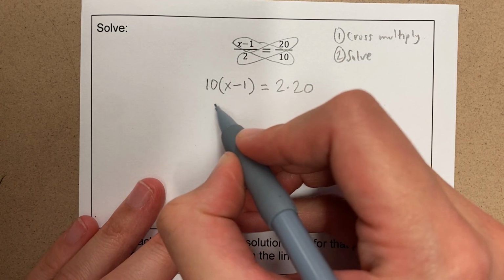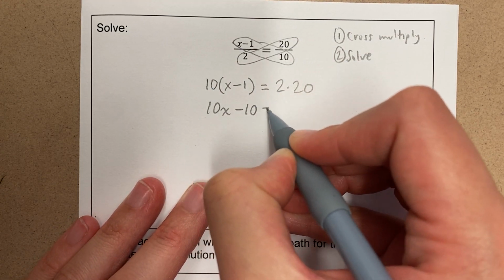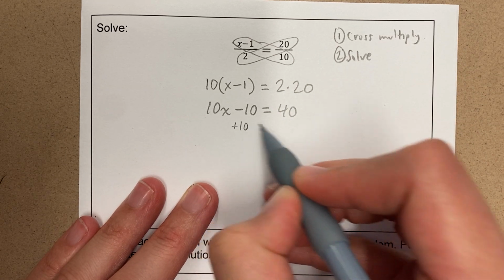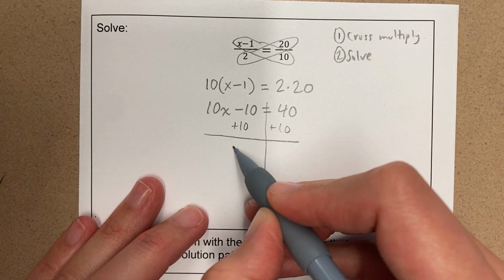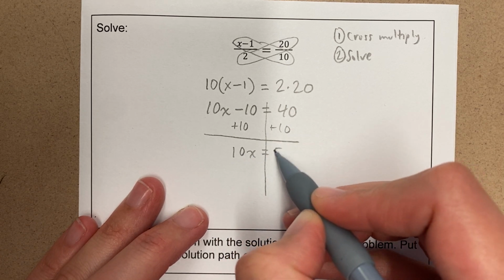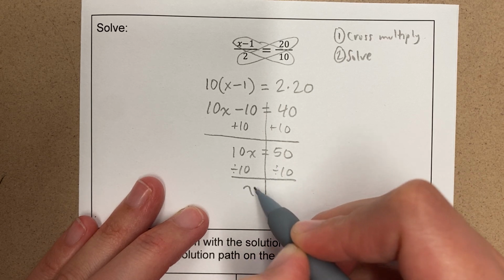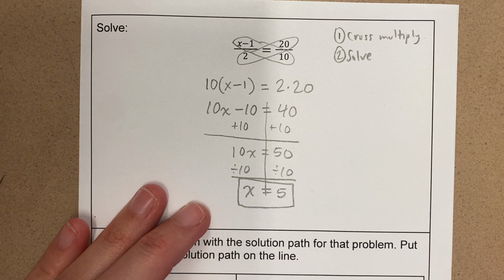Then I'm multiplying. 10 times x is 10x. 10 times negative 1 is negative 10. 2 times 20 is 40. I'm going to go ahead and solve, right? Here's my equal sign. I'm going to deal with my addition and subtraction first. And I get x equals 5. Done.